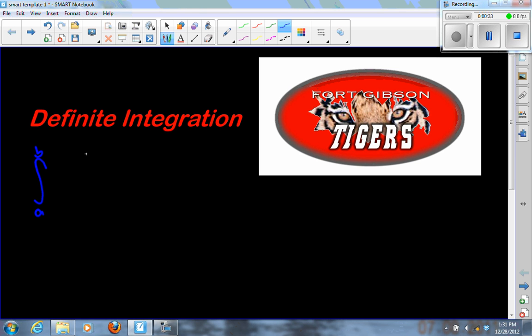And what definite integration is used for is finding area under a curve. So if you had a curve here, and you were going to go from some starting point to some ending point on the x-axis, and you wanted to find this area, what you would do is take the integral of this function from a to b, and you would be integrating the variable that's in the function. So you need a dx right here.